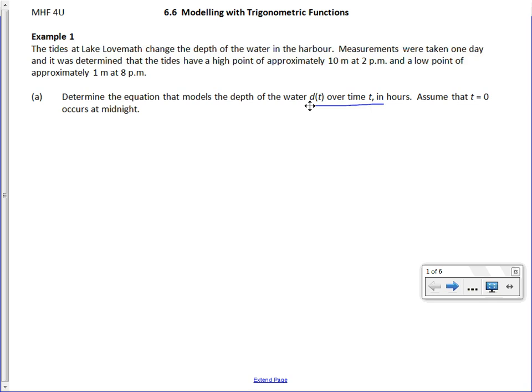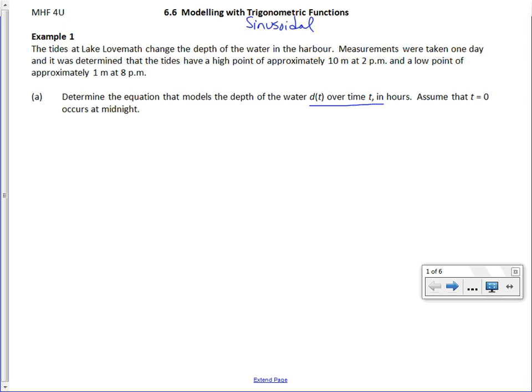So the key here is a trigonometric model. The nice thing about trigonometric models is you can even just say it has to be sinusoidal. The tide is never going to have a tangent, right? The tide's not going to infinity, and then go to negative infinity. That doesn't make sense, right?